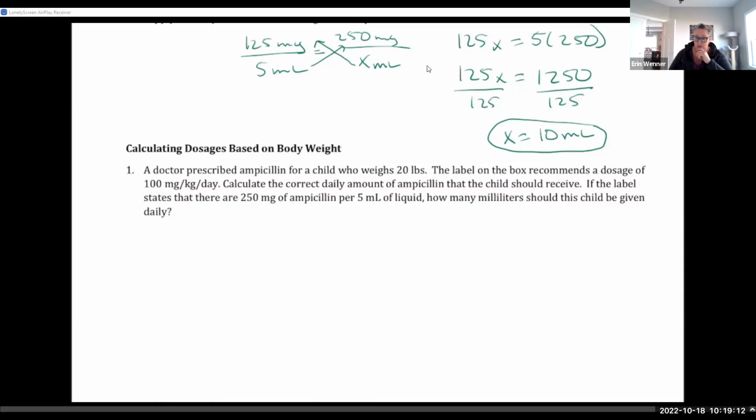So that's a lot of information, right? We know that the child weighs 20 pounds, but the recommended dosage is given in 100 milligrams per kilogram per day. So in order to come up with how much we need to give the child, we first need to convert the weight to kilograms.